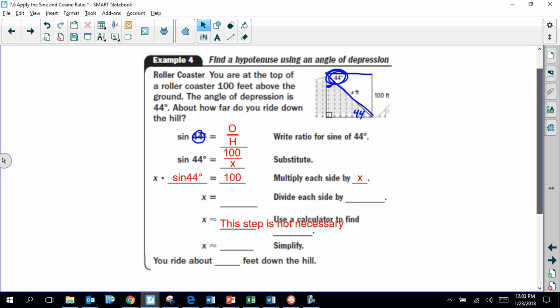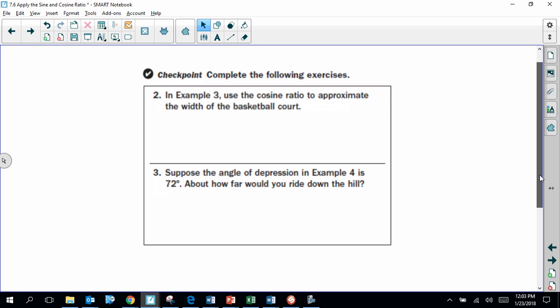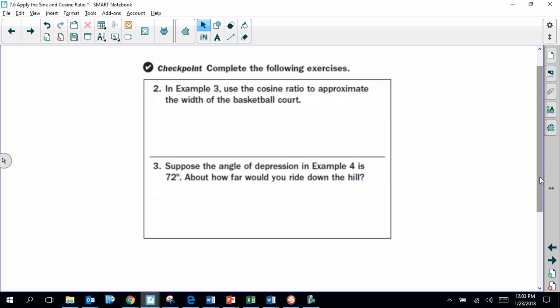Then divide everything by the sine of 44, and just type that into your calculator, making sure that your calculator is set to be in degree mode. When you say 100 divided by the sine of 44, you're going to get the length of that drop to be about 144 feet. But remember, for pre-AP and AP math, we're rounding it out to 3 decimal places. So you know what to do at this point. Go ahead and pause the video and work out these next 2 examples, and when you're done, hit play again and see how your answers look compared to mine.